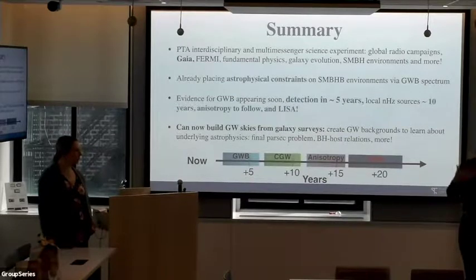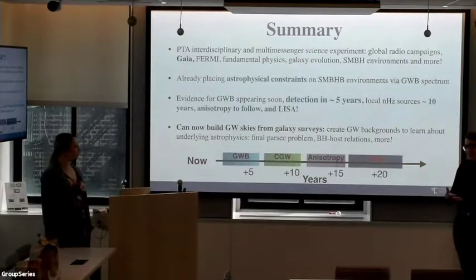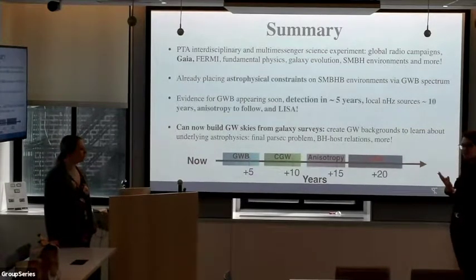So to say, look, we expect to detect a background first. We should be timing everything as much as possible. And then once we detect the background, we'll say, okay, well, maybe we should start to bring in things like MeerKAT and do high cadence observations of our best pulsars in order to find the continuous sources.